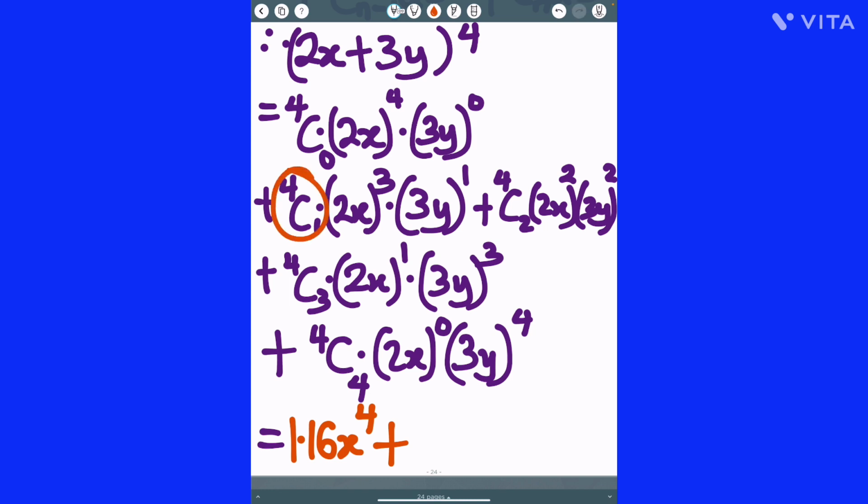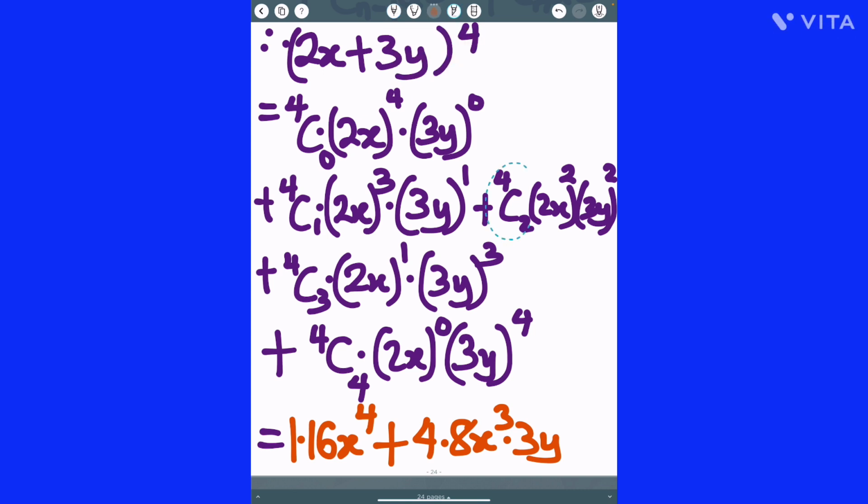I've done 4 combination 1. 4 combination 1 is 4. So that's 4 times, here 2 raised to power 3 is 8. x raised to power 3 is x cubed. So that's 4 times x cubed. 3y raised to power 1 is 3 raised to power 1, 3. y raised to power 1, y. So that's 3y. Let me write that one. That's my second term.